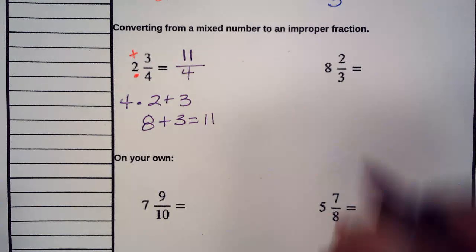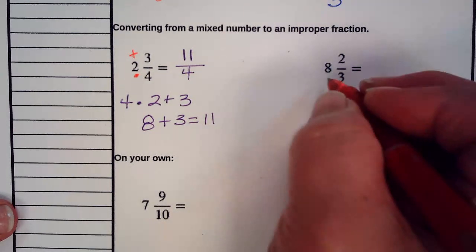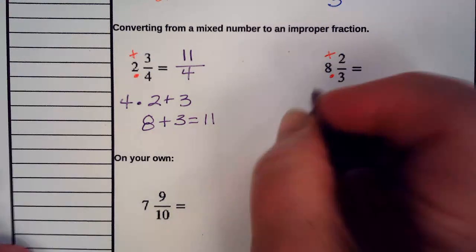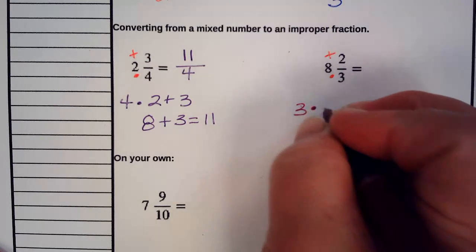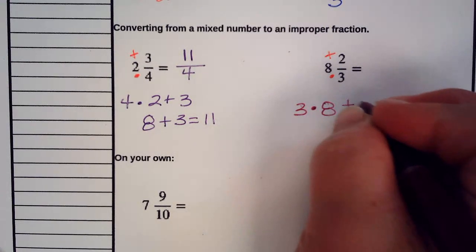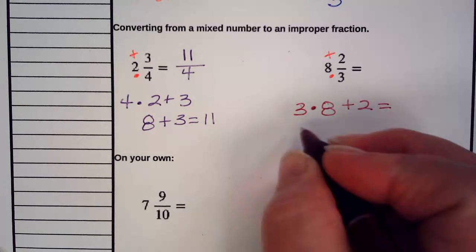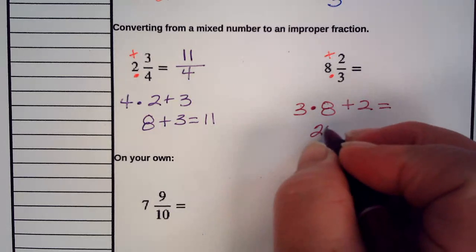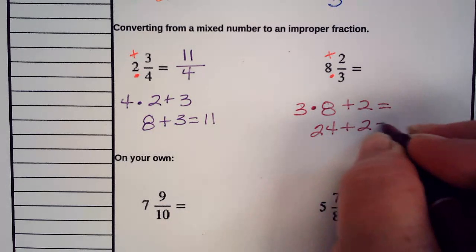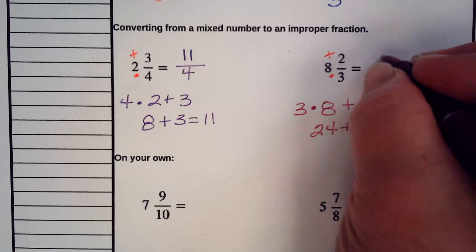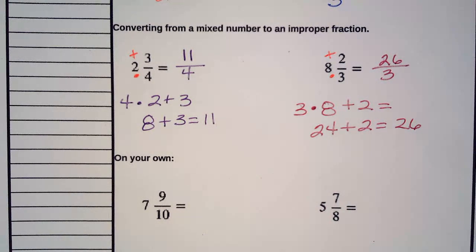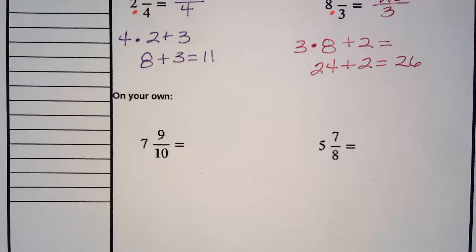What about the next one? Once again, I multiply and then I add. 3 times 8 plus 2. Order of operations says we multiply first. 3 times 8 is 24, plus 2 gives me 26. 26 over 3 is the answer. Okay, pause the video, see if you can do the next one on your own.